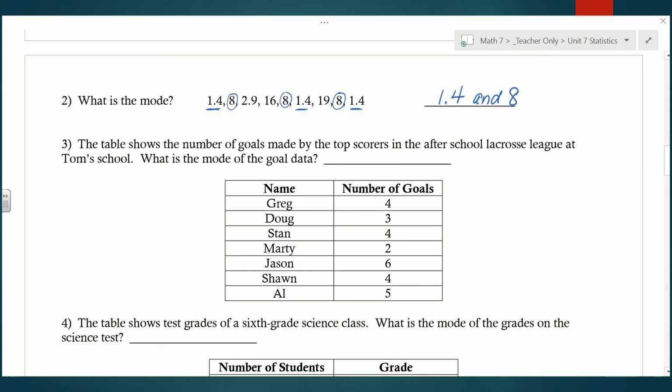Okay, number 3, the table shows the number of goals made by the top scorers in the after-school lacrosse league at Tom's school. What is the mode of the goal data? Okay, so in the table we can see Greg made 4 goals, Doug made 3 goals, and so on. And so the mode means what number of goals shows up the most often. Okay, so I think it looks like 4 seems to be the most common number of goals scored. So we're going to say 4 is our mode.